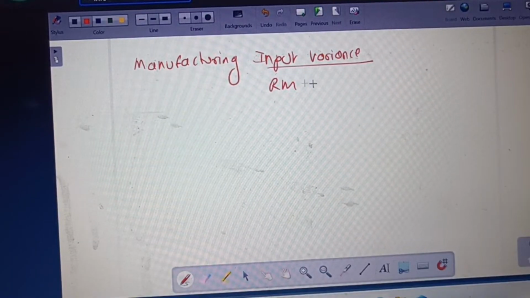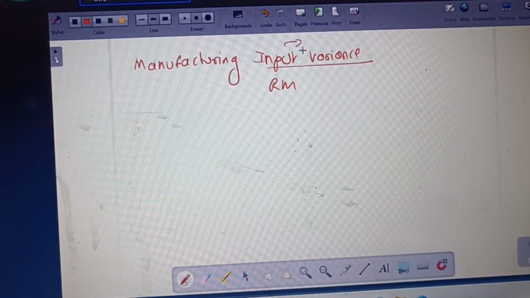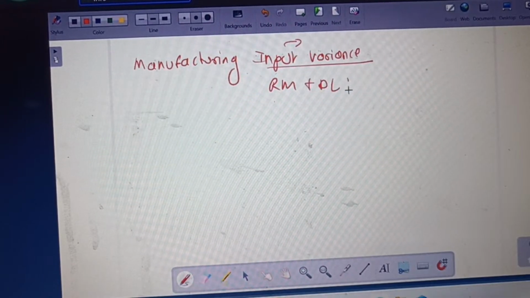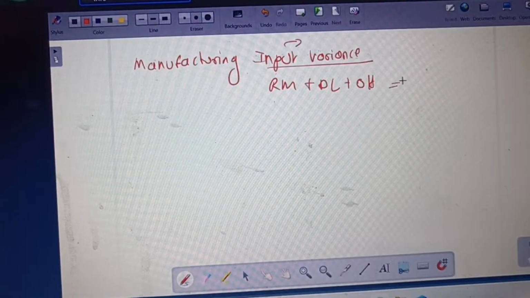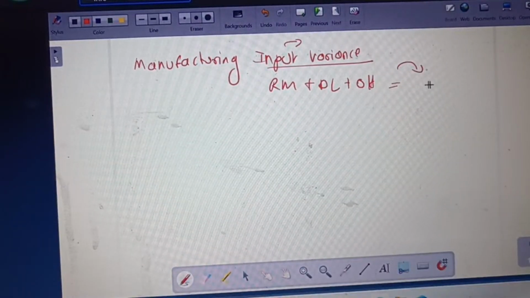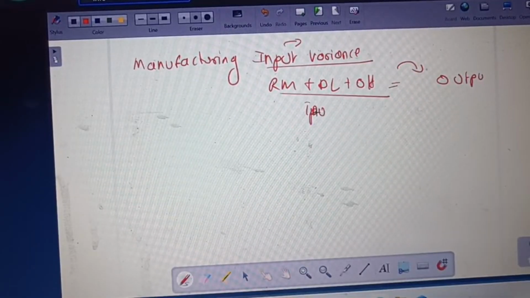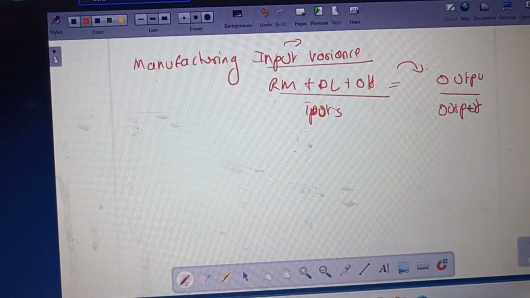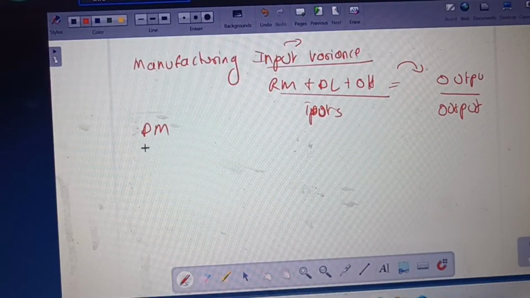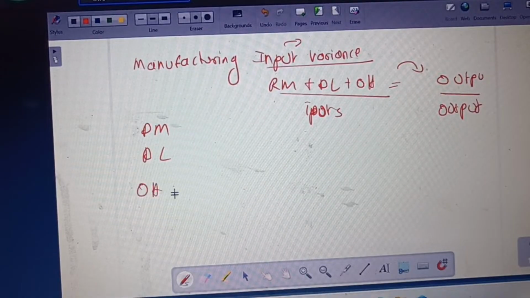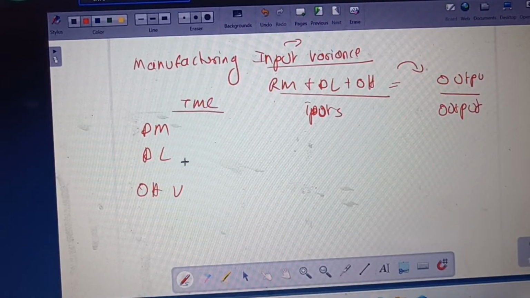Raw material means, at the time of producing, when we have raw materials, direct labor, and overheads, all those things, when we add them, we get the final output. So this is called input. Inputs are what we receive; what we give out is called output, or the final product, finished goods. So we have to calculate direct material variance, direct labor variance, and overhead variance. So total manufacturing variance.